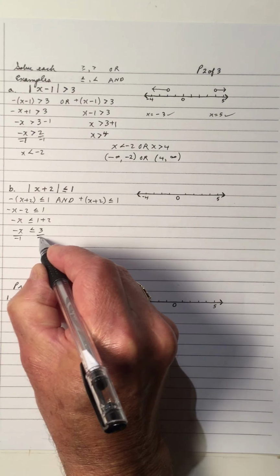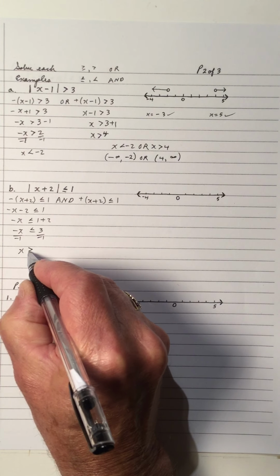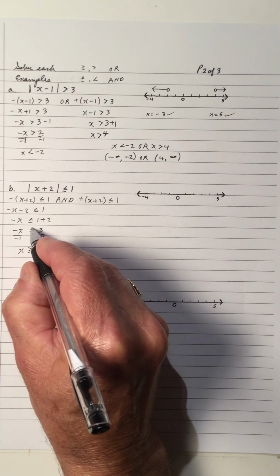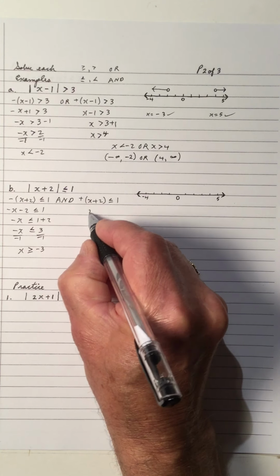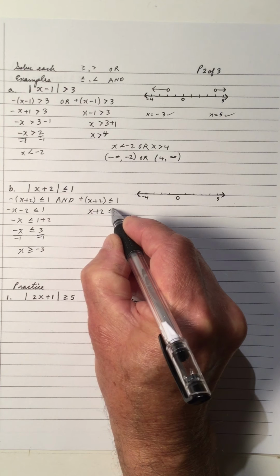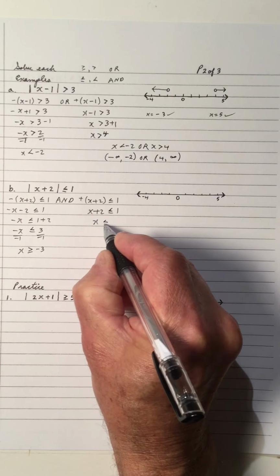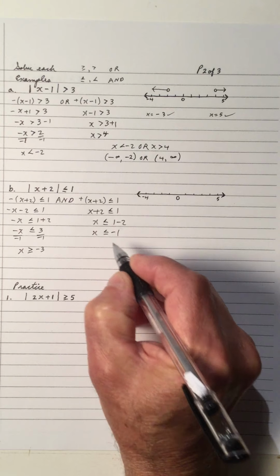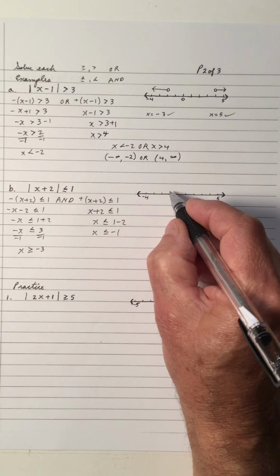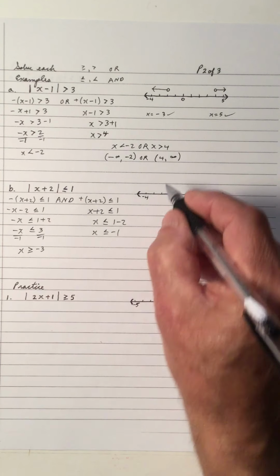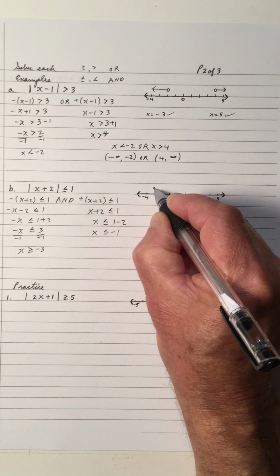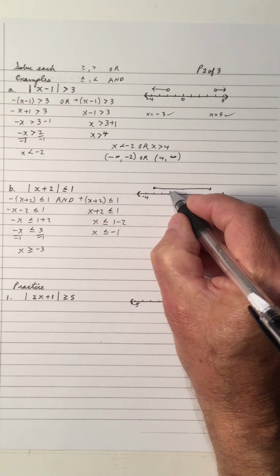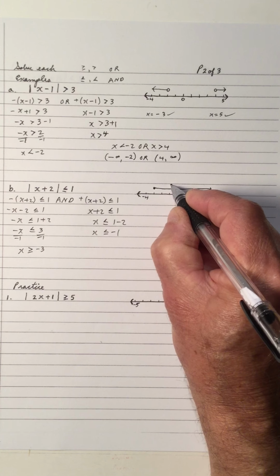Divide by negative 1. X is greater than or equal to negative 3. Again, notice dividing by a negative changes the direction of a less than to a greater than. Positive doesn't change the expression. So x is less than or equal to 1 minus 2. X is less than or equal to negative 1. So we're greater than or equal to negative 3. Here's negative 3. Equal to is solid. Greater than are all these numbers to the right. And negative 1 is right here, and it's an equal to, so it's a solid dot.